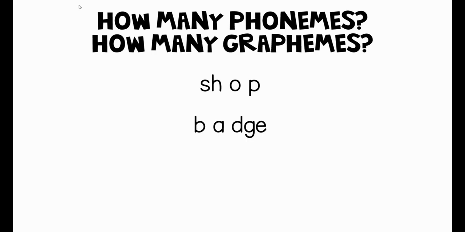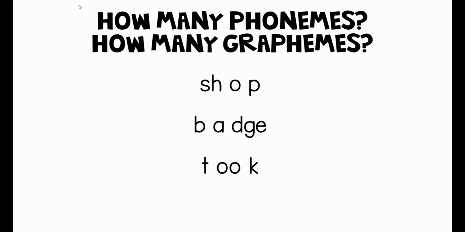Let's look at another example. Let's listen to another example. The word took. T, k. I hear 3 phonemes again, and it also has 3 graphemes. The vowel sound in took is definitely a tricky sound for myself, and it is one of those vowel sounds that we saw in the vowel valley.